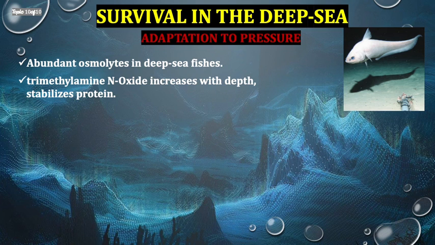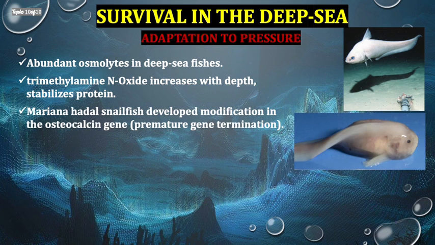death. So for example, this abyssal grenadier fish on the top right photo on your screen has so much trimethylamine nitrogen oxide in its body, and that protects the proteins inside the body of the fish from high pressure by adjusting the osmolytes in its body.